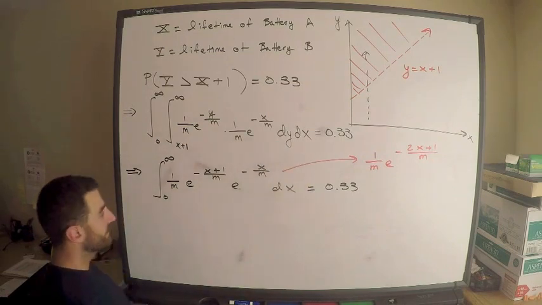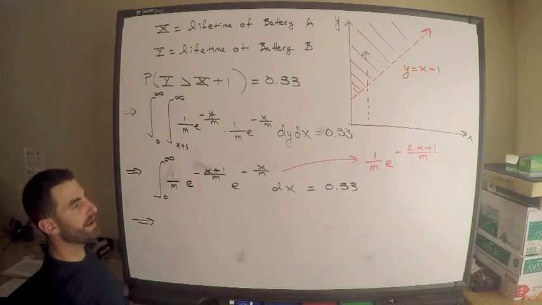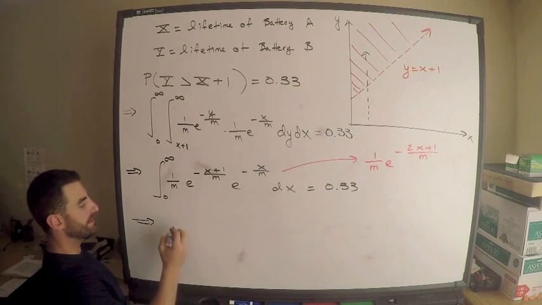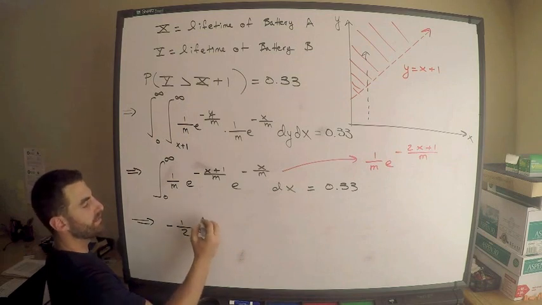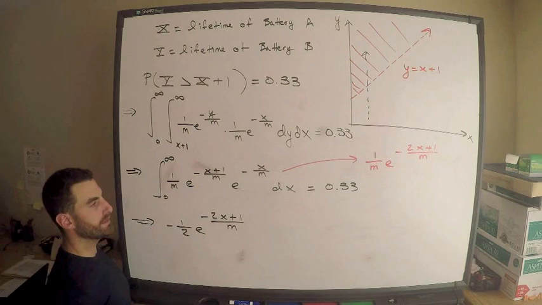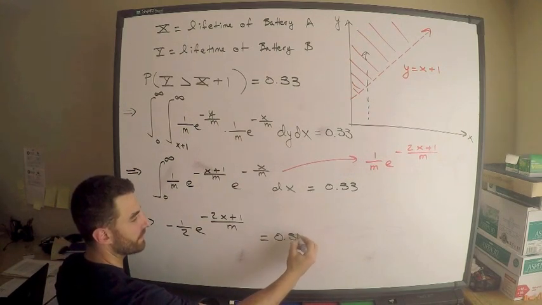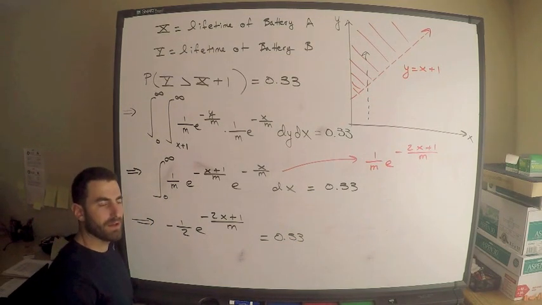All right, not too bad. Not too bad at all. This tells me that I have the following. When I integrate that, it looks like I'm going to get negative a half e to the negative 2x plus 1 divided by m. And we know that this is equal to 0.33.